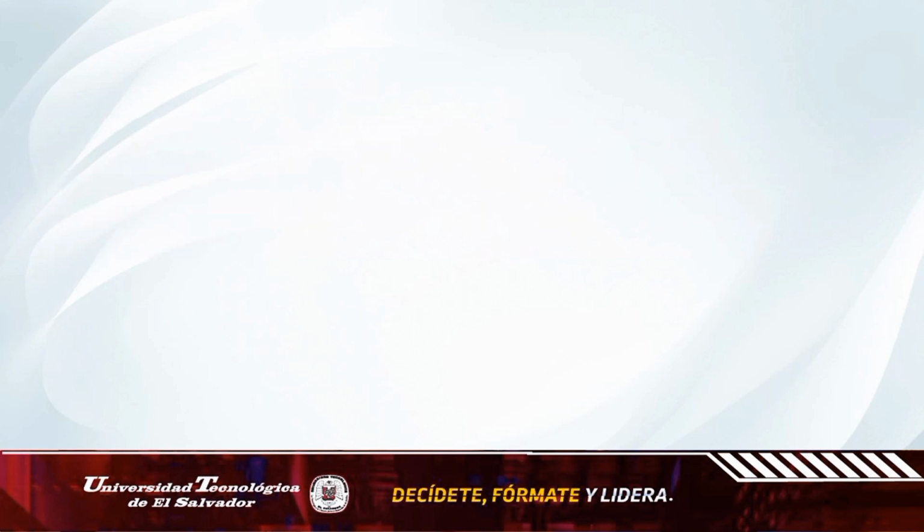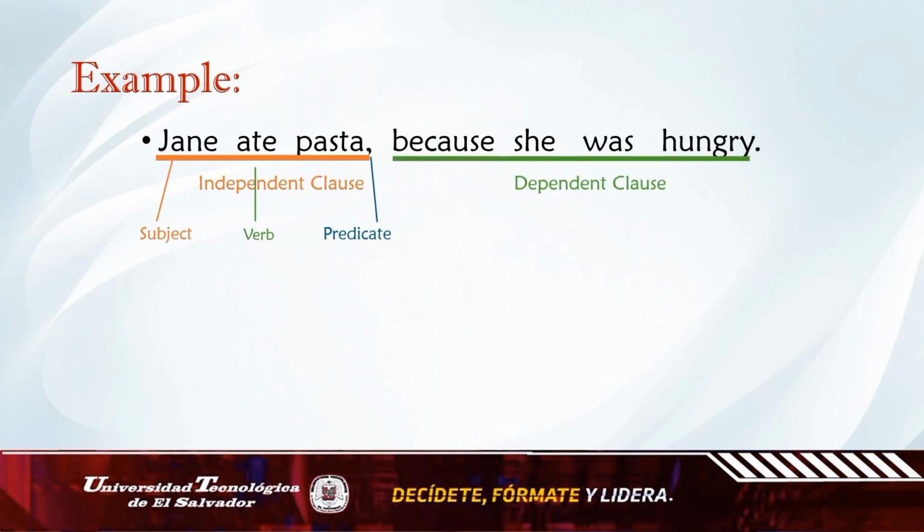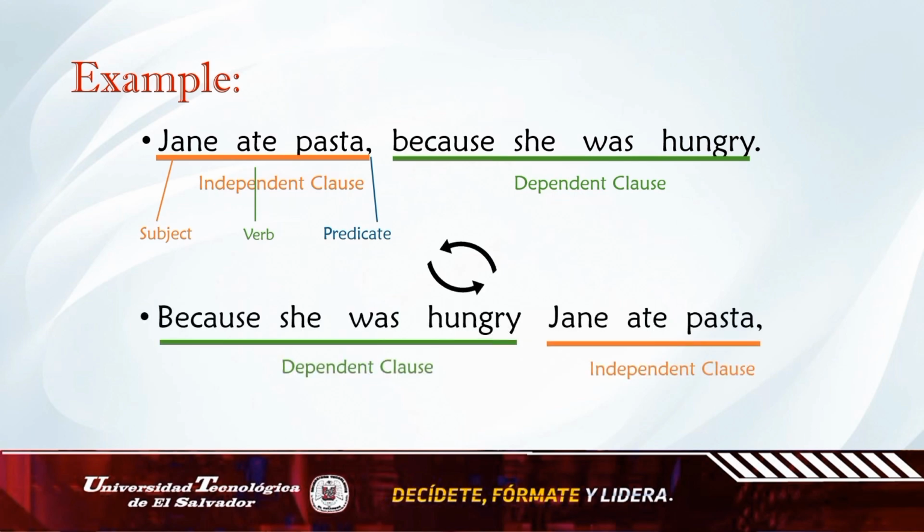For example, we have the clause, Jane ate pasta because she was hungry. In this example, Jane ate pasta is the independent clause because it has a subject, a verb, and a predicate. And the clause because she was hungry is the dependent clause because it doesn't make sense standing alone, it needs the first clause to make sense. And also, you can change the order, the sentence can also be, because she was hungry Jane ate pasta.